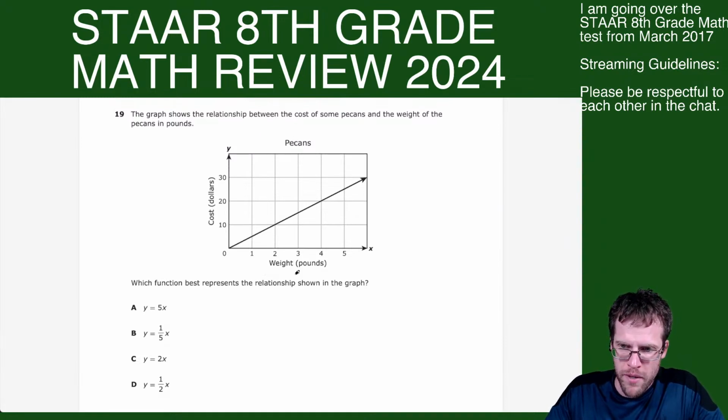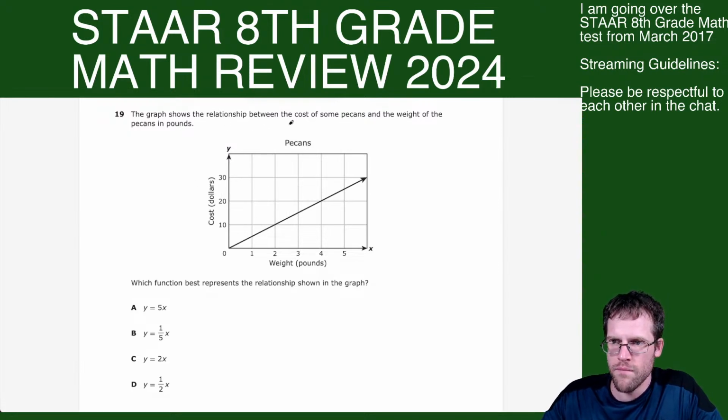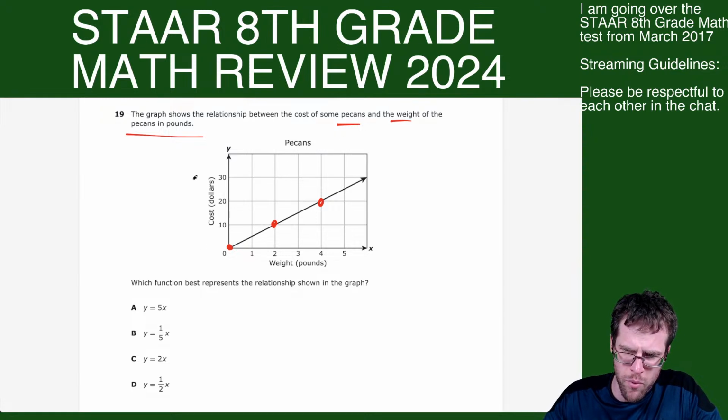All right, which function best represents the relationship shown on the graph? We have the cost of some pecans and the weight of the pecans in pounds. So we just have to come up with a formula for this. We could use the calculator again to come up with something, or we could just see here that this is a direct proportion. This is y equals kx.